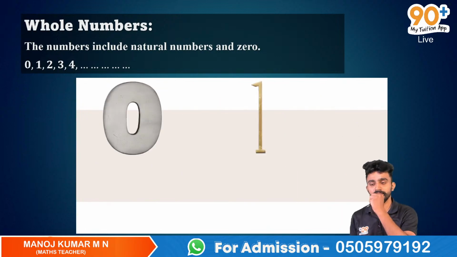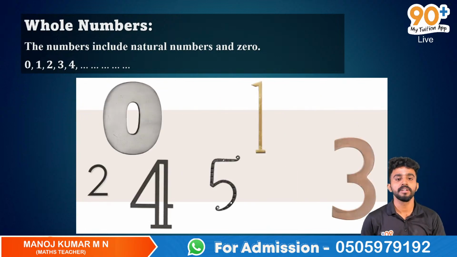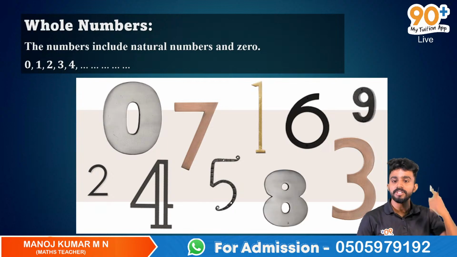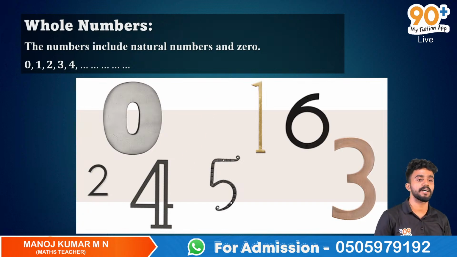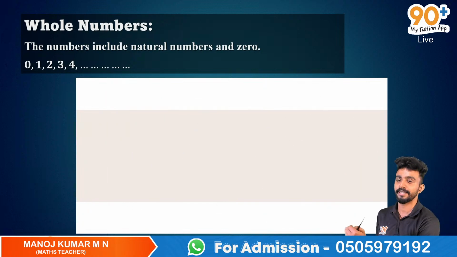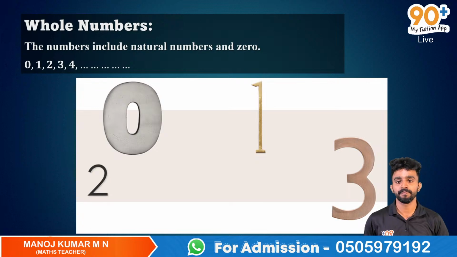Note this down, guys. Give side heading whole numbers. Write down the numbers which include natural numbers and 0. They are called whole numbers. 0, 1, 2, 3, 4, etc. Dot dot dot dot dot. Because it goes like that. It goes to infinity.